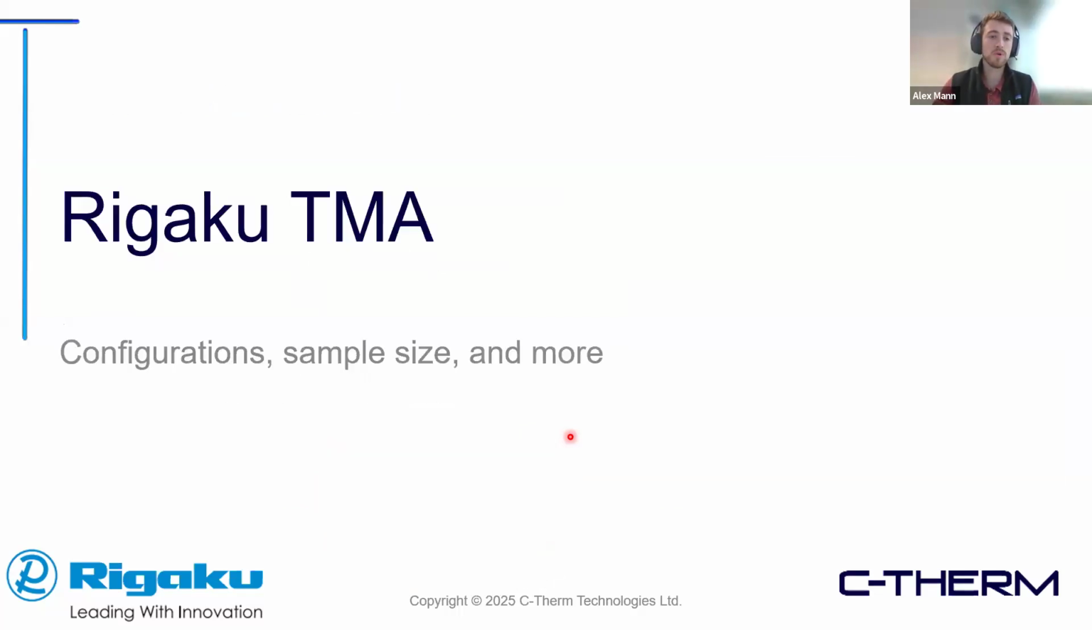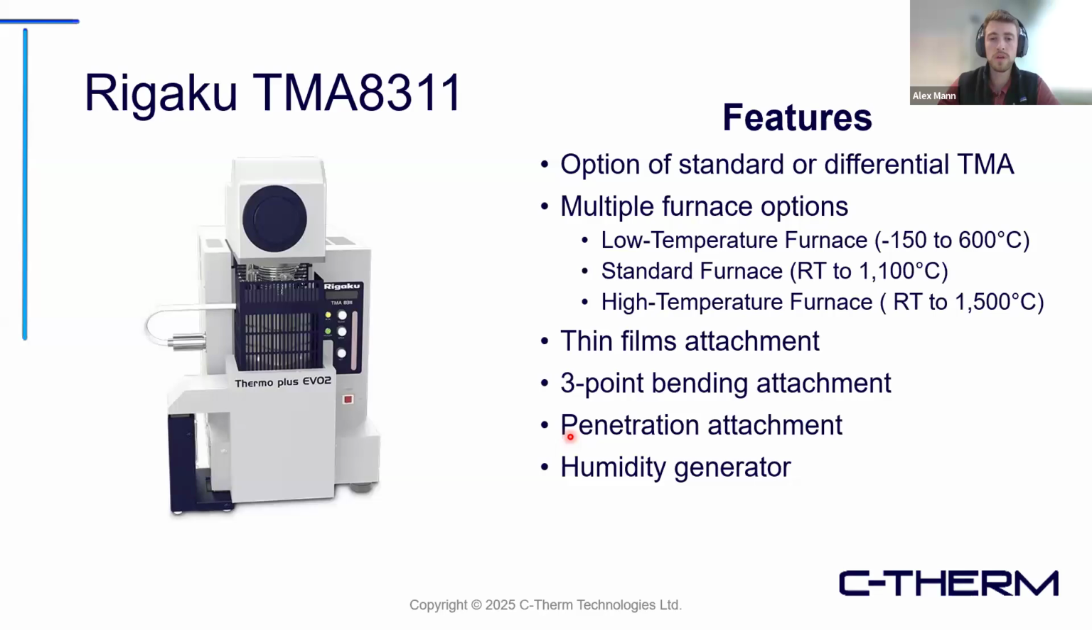So we're going to move on to some Rigaku TMA and learn a little bit about this instrument here. This one has the option of doing standard or differential TMA, so you can use either one rod or two rods. There are multiple furnace options which can be switched by the user. We have the low temperature furnace that can go from -150 up to 600. There's a standard furnace which goes from room temperature up to 1100 degrees Celsius.